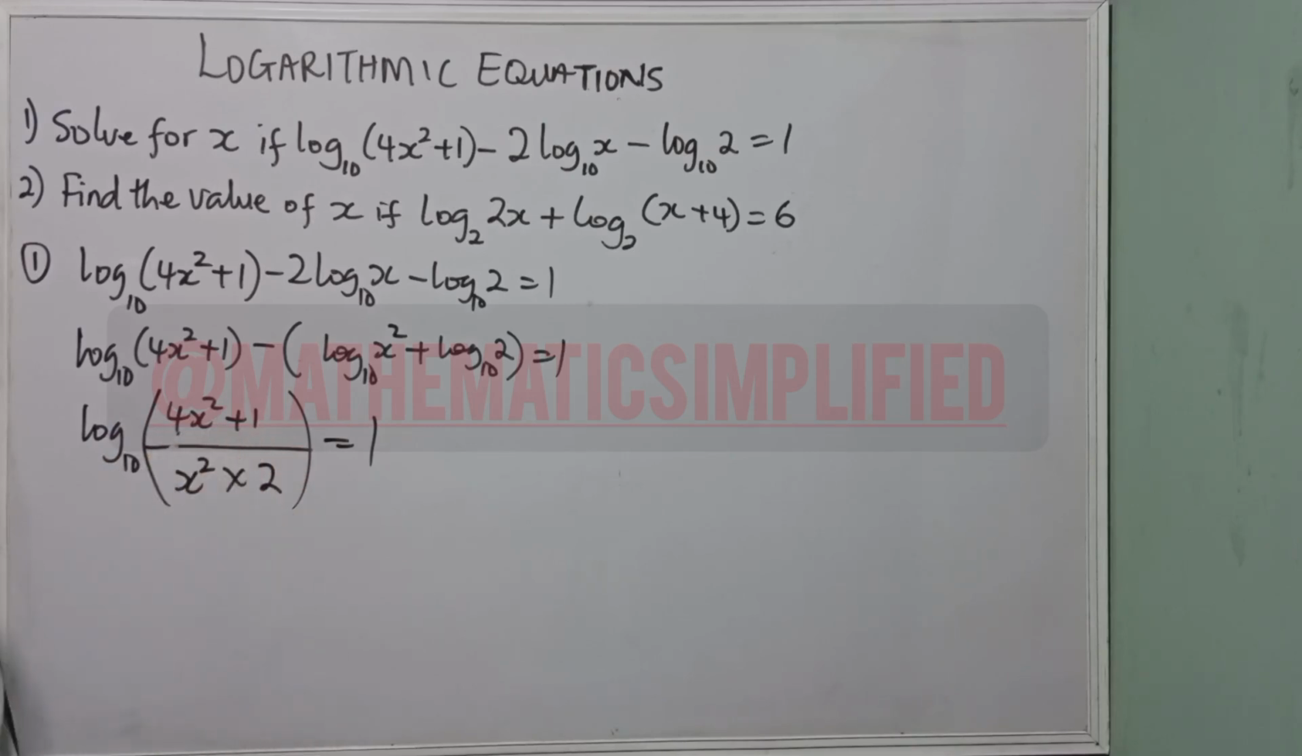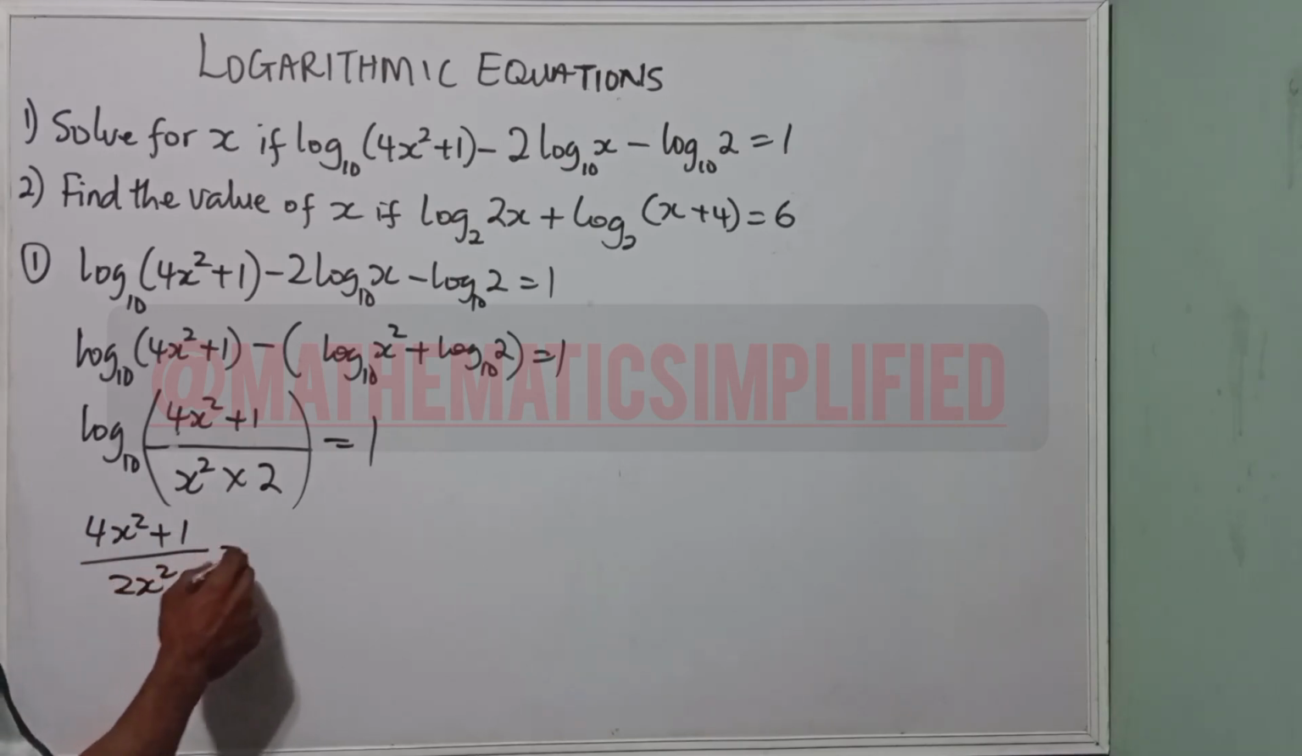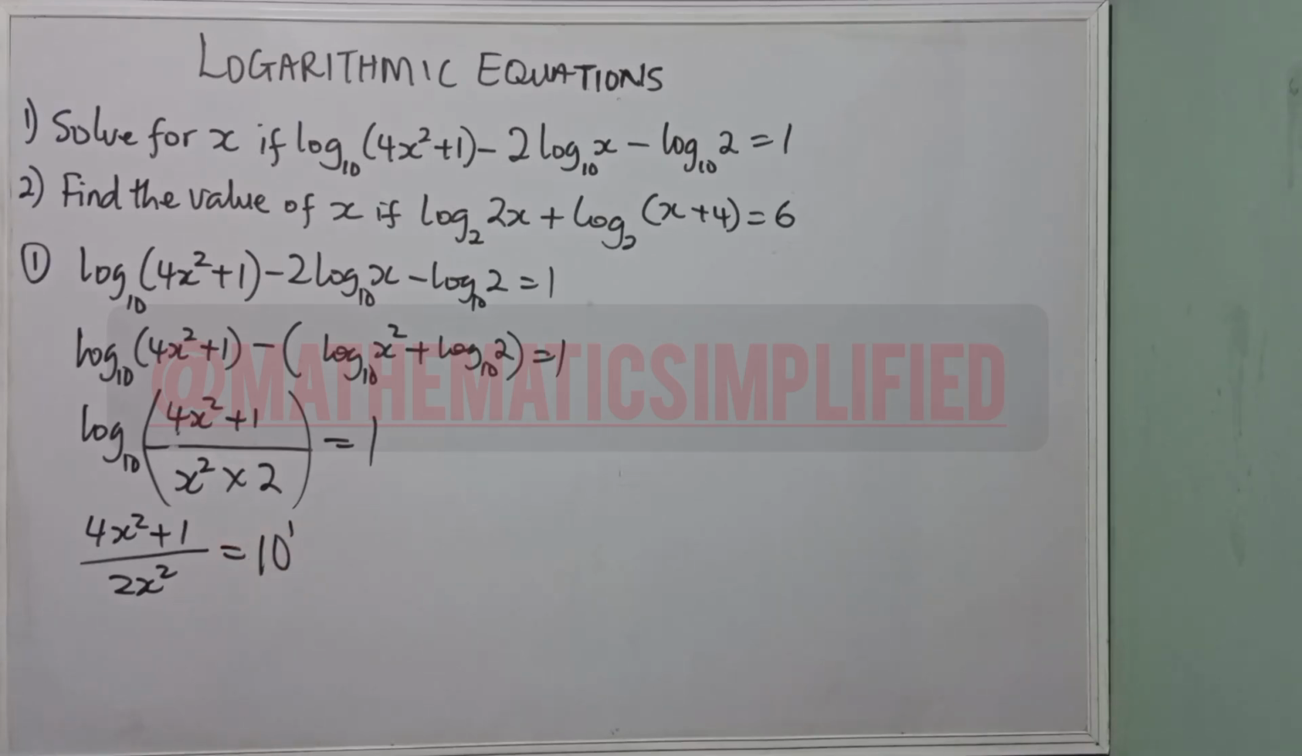Now from here, we can change this to become (4x squared plus 1) over 2x squared equals 10 raised to power 1, and 10 raised to power 1 is 10. So we have next 4x squared plus 1 equals, cross multiplying, 20x squared. Now from here we collect like terms. This becomes 20x squared minus 4x squared equals minus 1.